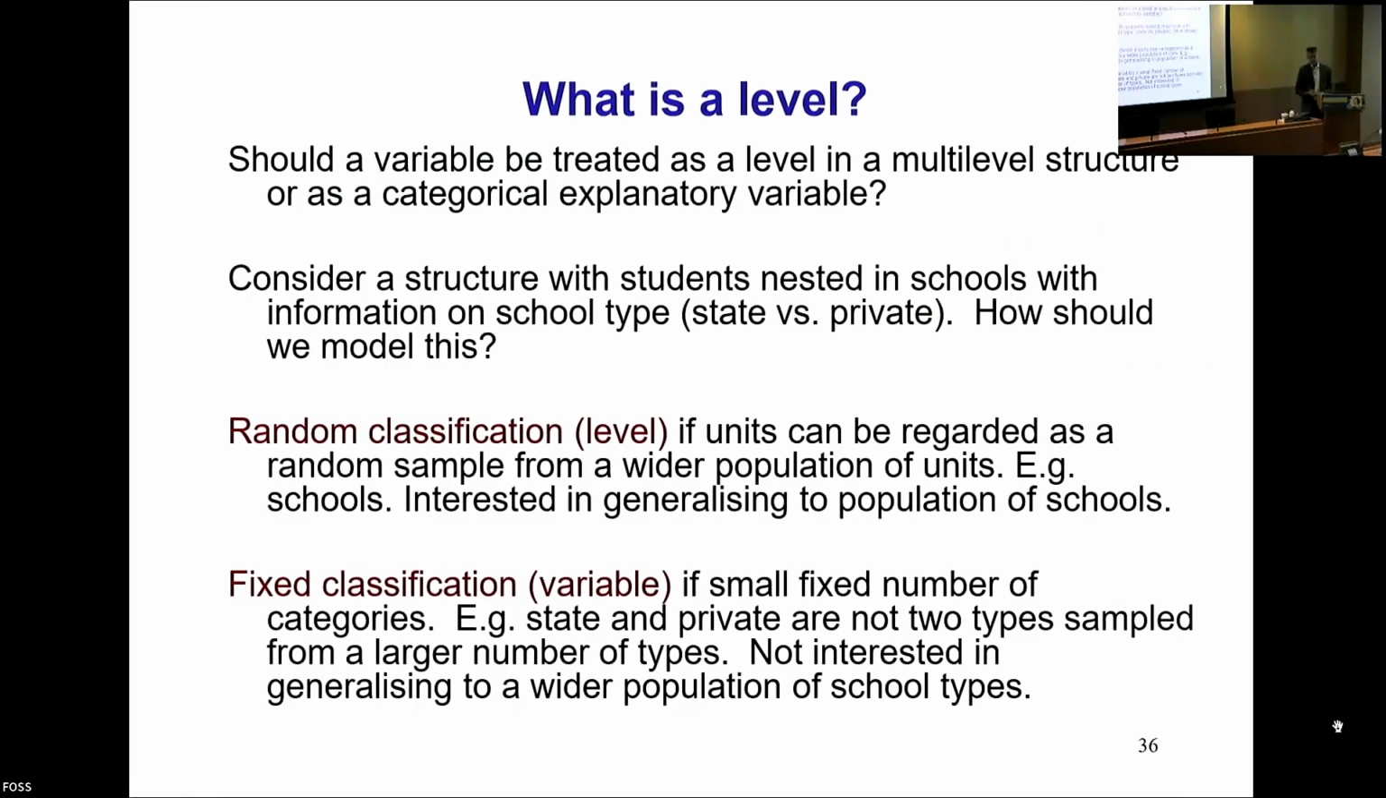So what is the level? And this, I think, is the most philosophical part of today's class. This is the one where I think a lot of people make mistakes. So remember, a level is something that is a random variable. So it has to have a random classification. So always we're thinking of units that can be generated from a random sample of a wider population.